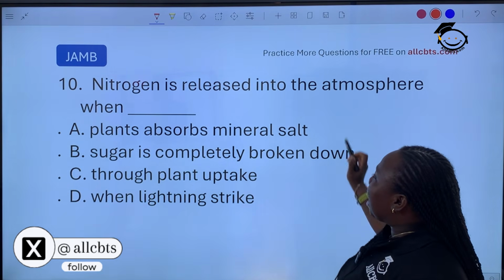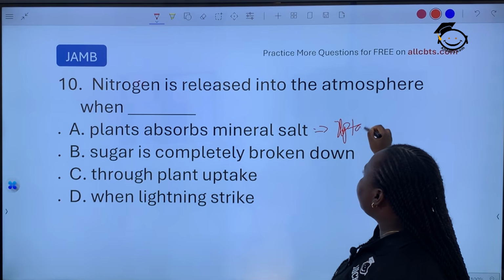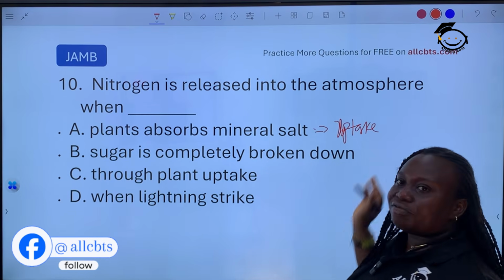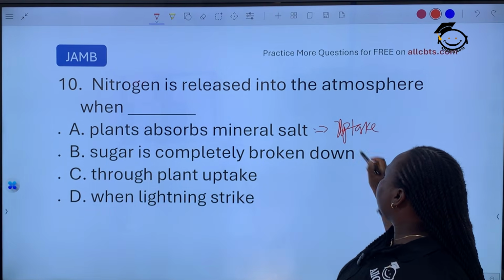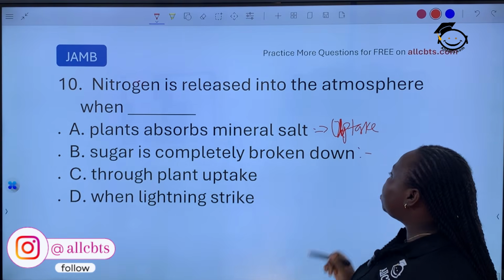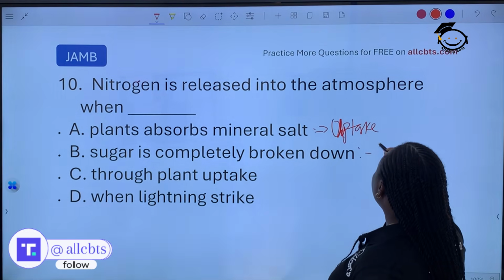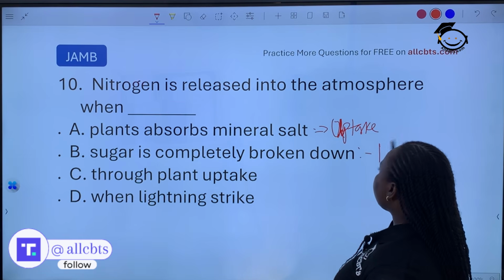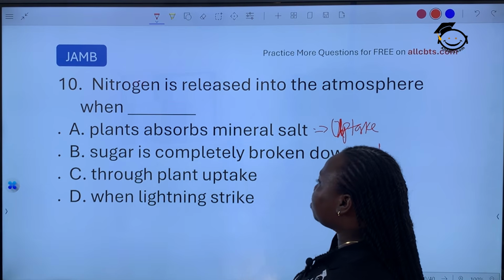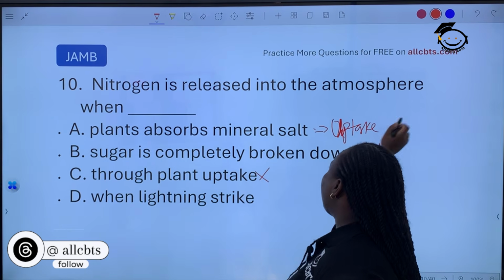Now, when plants absorb minerals, the uptake is not being released to the environment, it's just uptake. When sugar is completely broken down, does that release nitrogen? Let's just put that at rest first. Through plant uptake is still uptake, so it cannot be our answer.